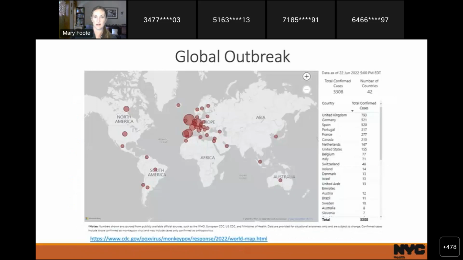And just looking at where we are as of now, this is a very rapidly evolving situation, but globally, we have now had cases reported essentially in every continent outside of Antarctica, with a total of 3,308 confirmed cases so far, although we suspect that this number is probably much higher as more mild cases may not present for care and identification. And 42 countries have now reported cases. Next slide.